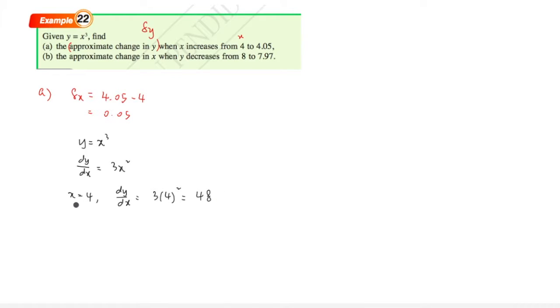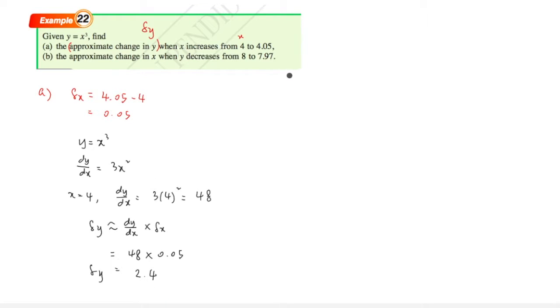Now I want to find delta y. This is the formula: dy/dx multiplied by delta x. Here you do the approximation, then here you can write equals. dy/dx is 48, delta x is 0.05. So for the final answer, you write: delta y equals 2.4. The approximate change in y, delta y, is found.